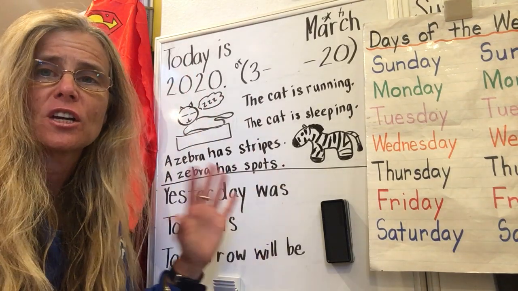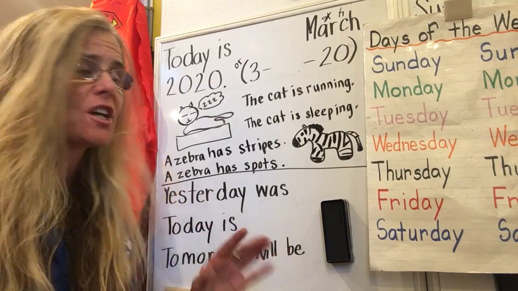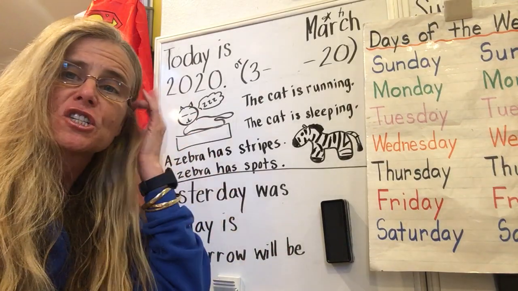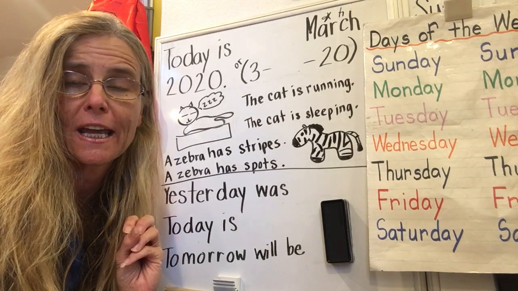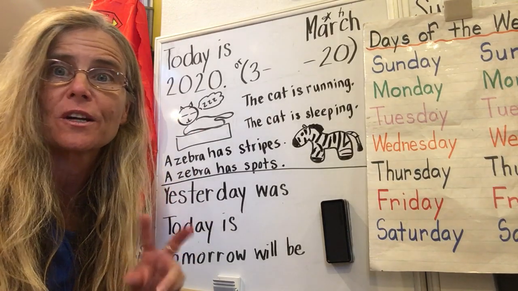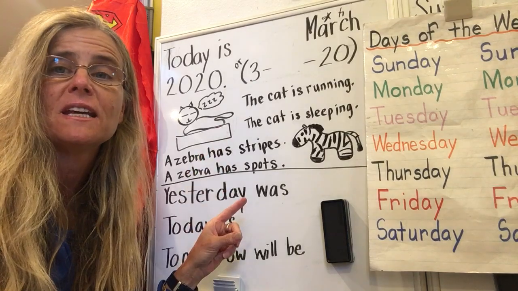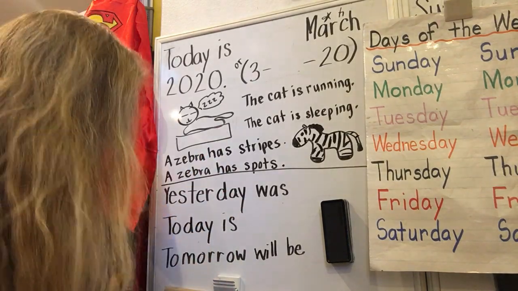But this time I'm not going to go completely from scratch. I'm going to fill in the missing information, and then we're going to play a little context game, a contextual game. Using context clues, we're going to figure out what the sentences mean and which one fits with our picture.